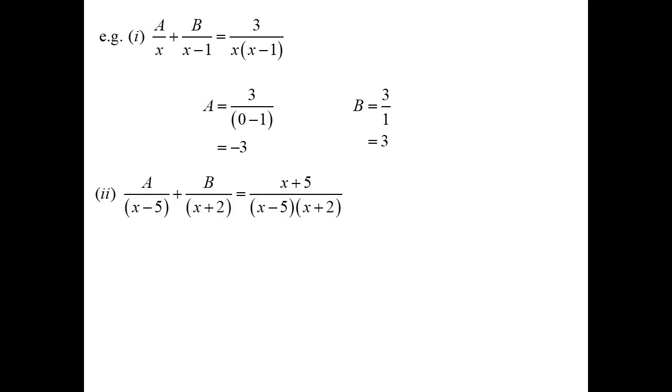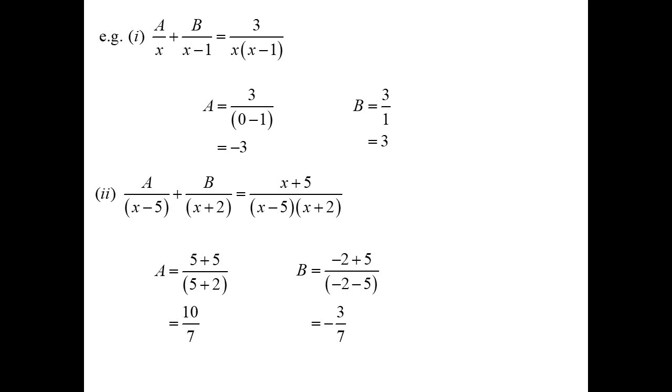So our first example, you'll remember, was a on x plus b on x minus 1. So a is -3, because I'm substituting in 0, cover up the x, and you get 3 on 0 minus 1. So a is -3. To work out the b, I'll substitute in 1, cover up the factor, I get 3 on 1, it's 3. Then we had this one. To work out a, I'll substitute in 5, cover up the x minus 5, I'll get 5 plus 5 on 5 plus 2. So 10/7. To find the b, cover up the x plus 2, and I'll get -3/7.